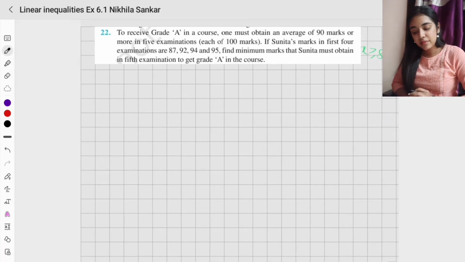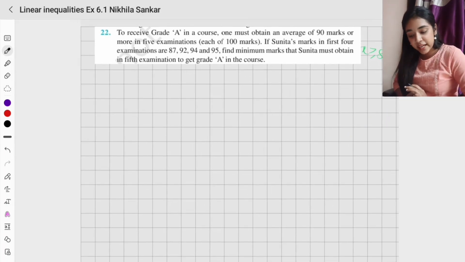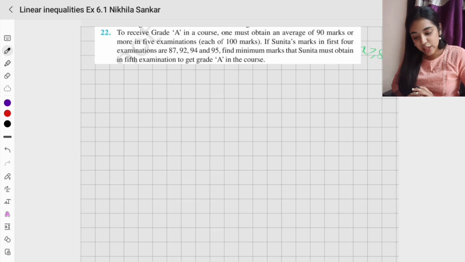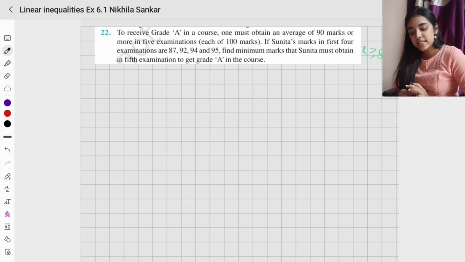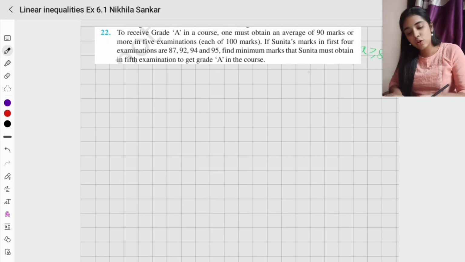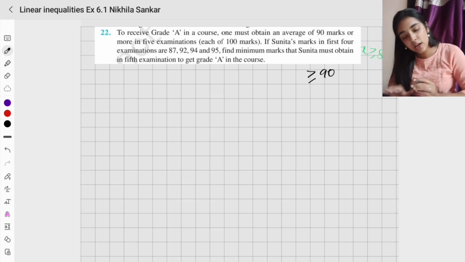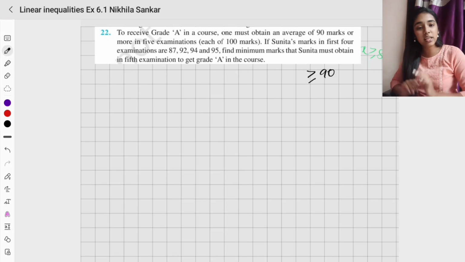Question number 22. To receive grade A in one course, one must obtain an average of 90 marks or more in 5 examinations, each of 100 marks. If Sunita's marks in first 4 examinations are 87, 92, 94, 95, find the minimum marks Sunita must obtain in the 5th. So, அப்படினா என்ன அர்த்தம்? மொத்தமா average 90 marks இருக்கணும். So, she has to either score 90 marks or greater than 90 marks. So, 90, 91, 92 இந்த மாதிரி இந்த 5 எக்ஸாம்லயும் வரணும்.